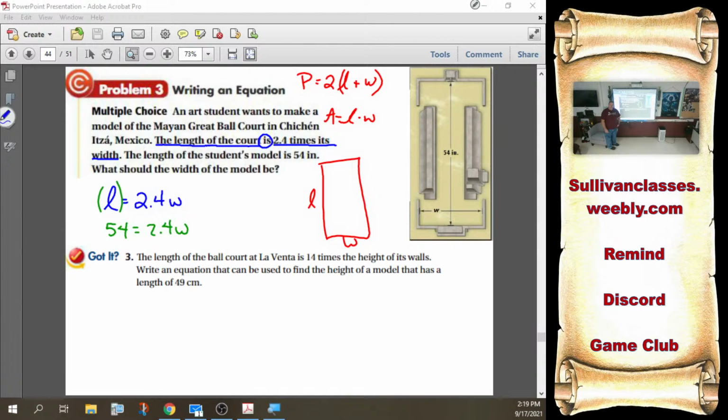I was with you for the first 2 steps, and then you started multiplying things by 54. Yeah, to get it to the right side. Because I don't want 54 on the left side. That's where I want my W. Oh, okay.